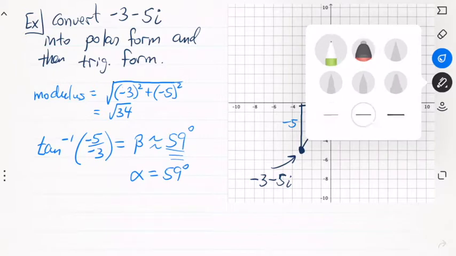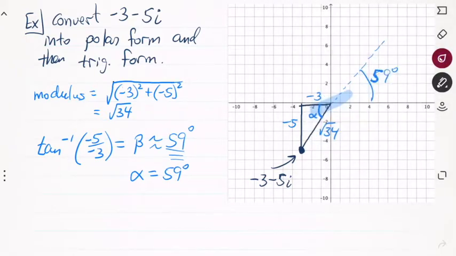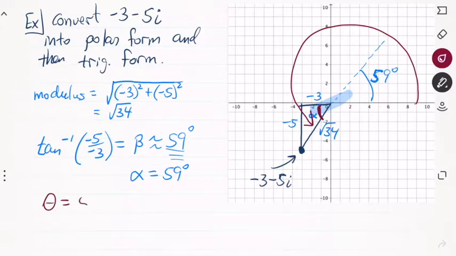All right? But what I'm looking for is the measure of the angle that starts at the positive x-axis and wraps around down to here. Well, if alpha is 59 degrees, which is this angle here, and we're trying to wrap all the way around to it, that's 180 degrees and then past it. So theta, the angle that we really want, is 59 degrees plus 180 degrees. So this is 239 degrees.